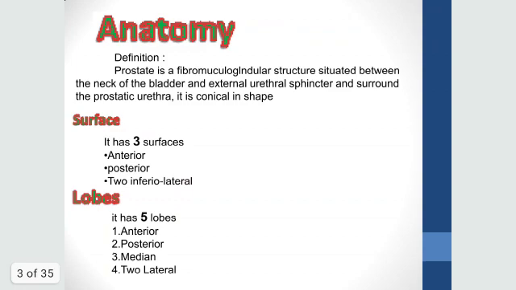Coming to the anatomy, in the definition, prostate is a fibromucoglandular structure situated between the neck of bladder and external urethral sphincter, surrounding the prostatic urethra. It is conical in shape. It has three surfaces: the anterior, posterior, and true inferior lateral surfaces. It has five lobes: anterior, posterior, median, and two lateral lobes.